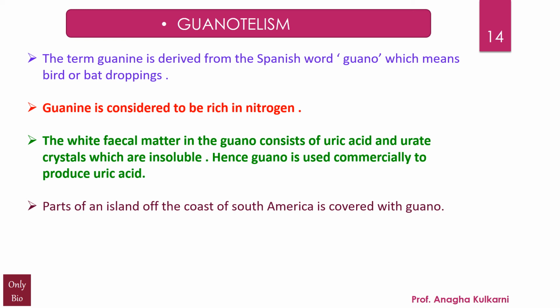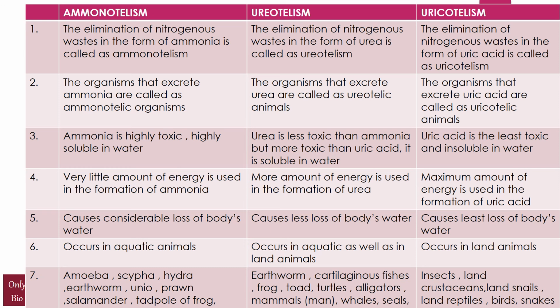Now, friends, this is a comparison between ammonotelism, ureotelism, and uricotelism. This would help you to answer questions like distinguish between. So, I have just highlighted it here. I shall read it out. You will understand because we have already gone through it. So, first point, the elimination of nitrogenous waste in the form of ammonia is called ammonotelism. The elimination of nitrogenous waste in the form of urea is called ureotelism, and the elimination of nitrogenous waste in the form of uric acid is called uricotelism.